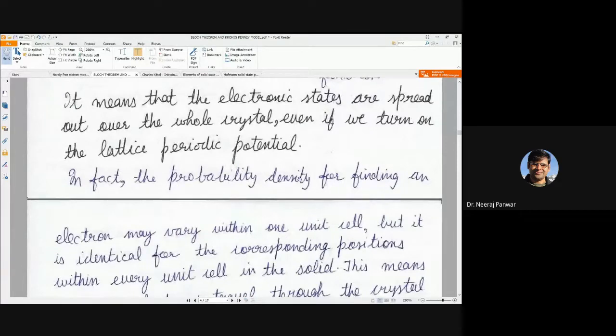The probability density for finding an electron within one unit cell may vary depending upon the position, but it is identical for the corresponding positions within every unit cell in a solid. So this is the meaning of a function having periodicity. You consider one unit cell, or one rectangular well, which we discussed yesterday, and you consider the wave function, or for example, you consider a one-dimensional box.